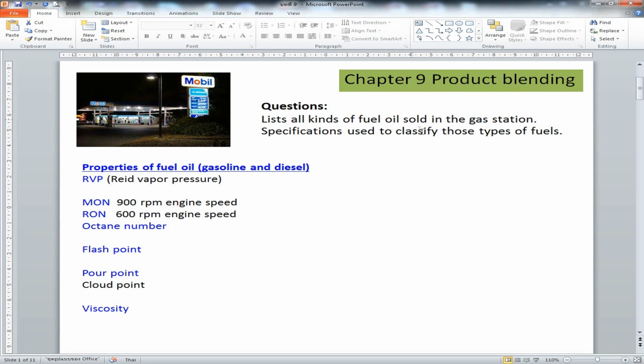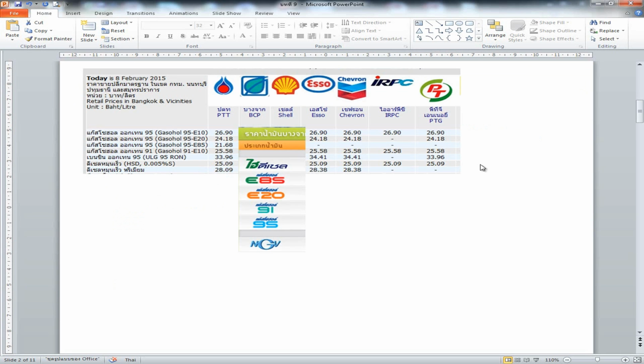Before going to the material of this chapter, I would like to ask students two questions. One, you have to list all kinds of fuel oil sold in the gas stations, and also what kind of specific properties are used to classify those types of fuels. Actually, I have listed that here.